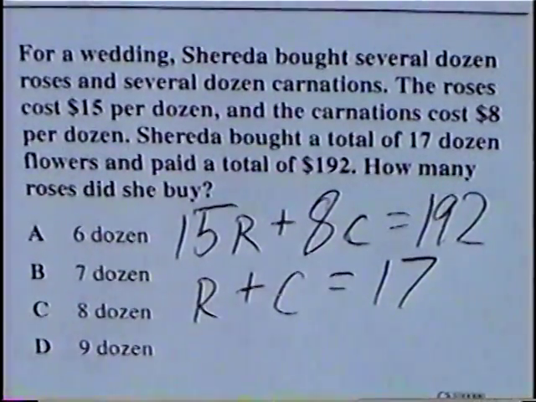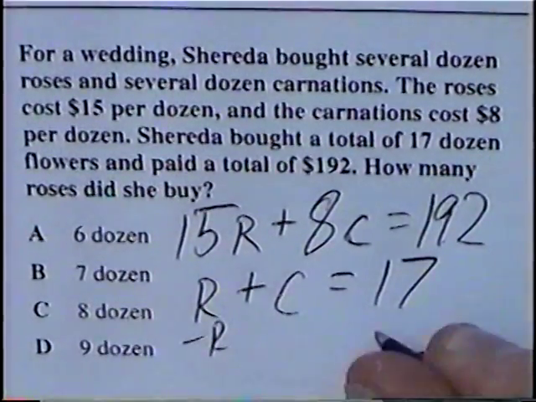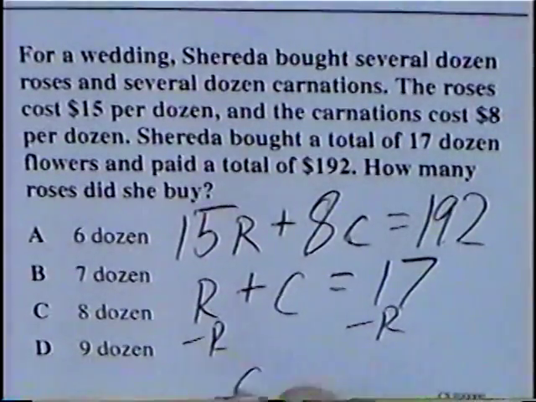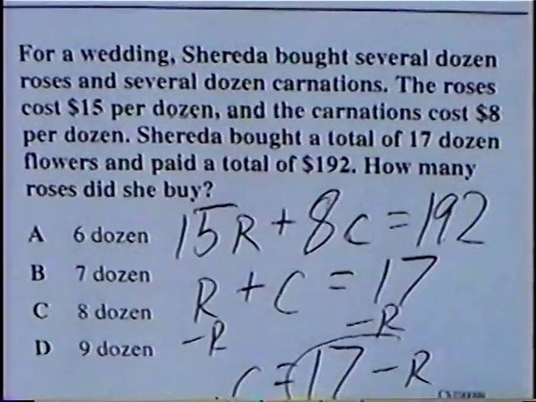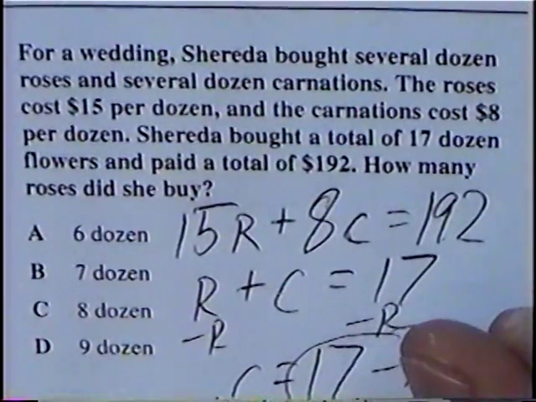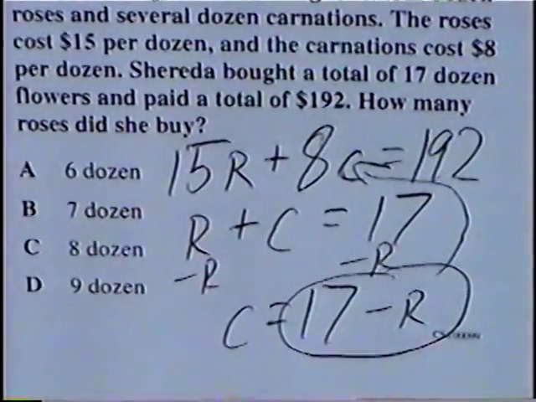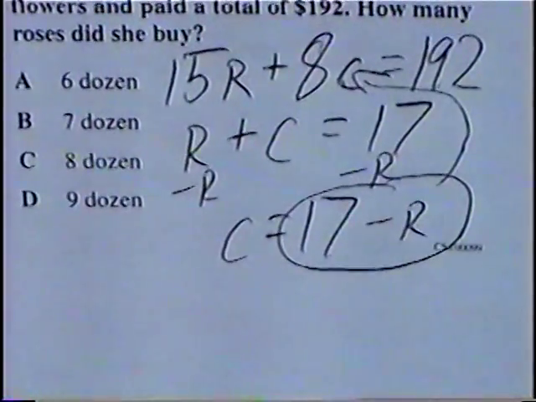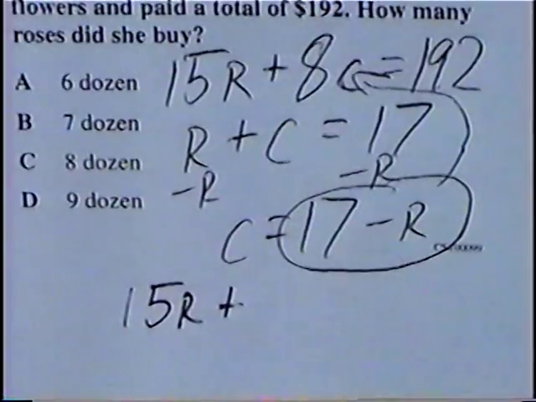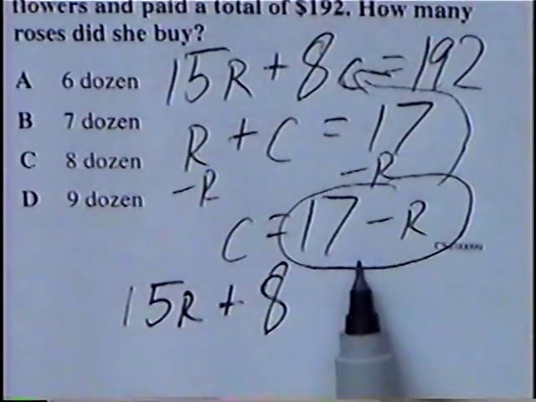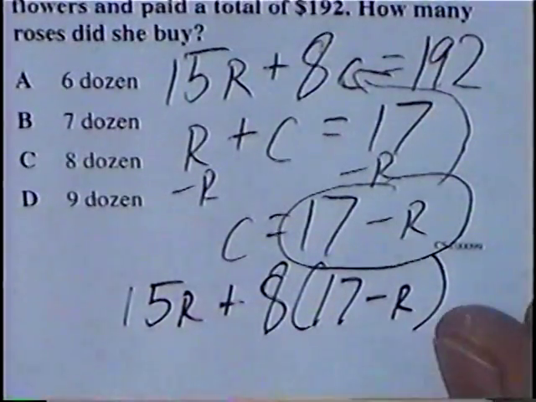To solve for R, we can use substitution. If we subtract R from the second equation, we'll have C equals 17 minus R. Using substitution, we can plug 17 minus R into the first equation for C and solve from there. Rewriting the first equation, 15R plus, and instead of 8C, we'll have 8 times the substituting value, which is 17 minus R, equals 192.